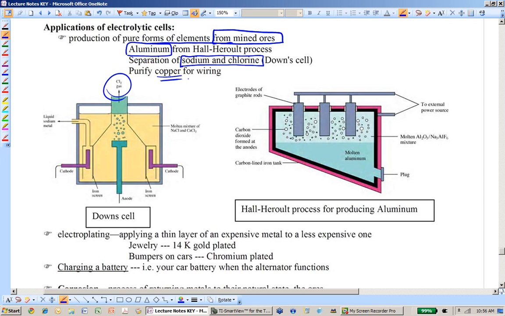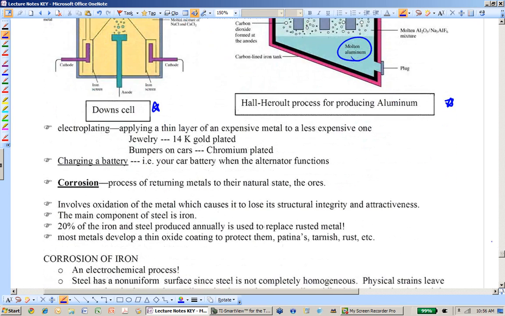So I won't bore you with the details of all of these things. You can analyze these pictures for yourself. But this one is the Downs cell, and this one is for the processing of aluminum. And you can see that we use electrolysis for both. Chlorine gas is what we really want to collect from here, and the aluminum itself is what we want to actually collect from this one over here. So it's the molten aluminum that we're interested in letting solidify.